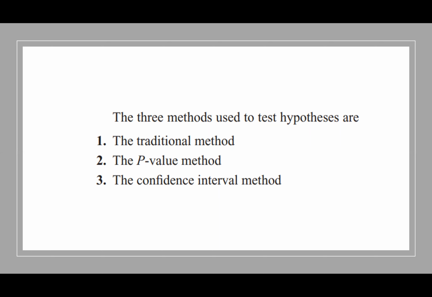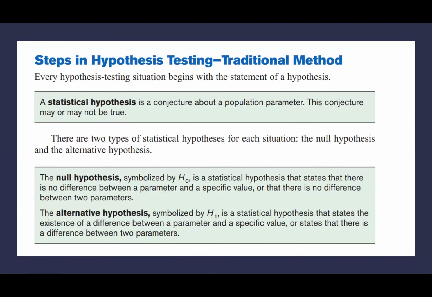Steps in hypothesis testing, traditional method. Every hypothesis testing situation begins with the statement of the hypothesis. The statistical hypothesis is a conjecture about the population parameter. This conjecture may or may not be true. There are two types of statistical hypothesis for each situation, the null and alternative hypothesis.